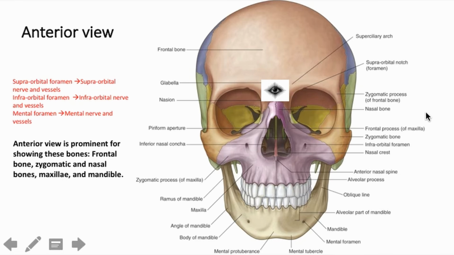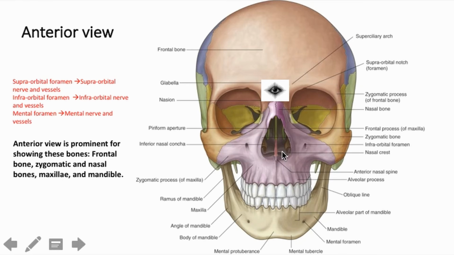Inferiorly, we have the orbits and the nasal region, as well as the upper and lower jaws. Anterior view is prominent for showing all these bones. You've got the frontal bone, the zygomatic bone. We have the nasal bones, the maxilla, and the mandible.